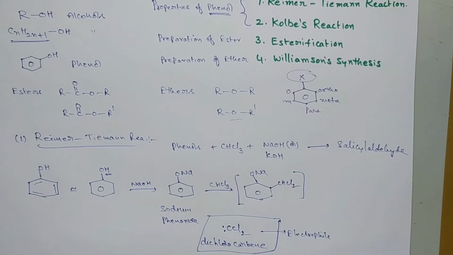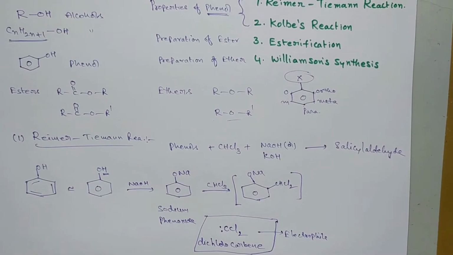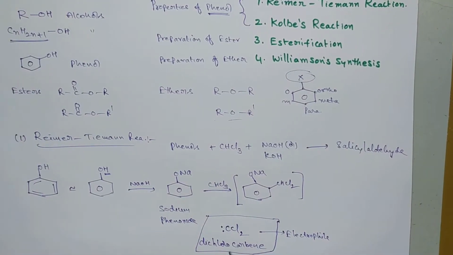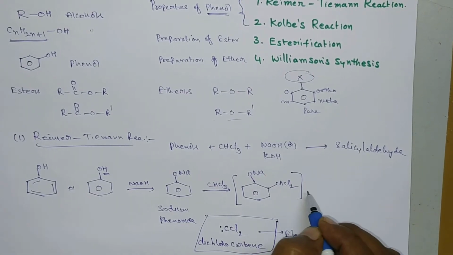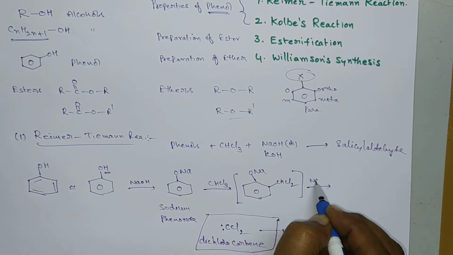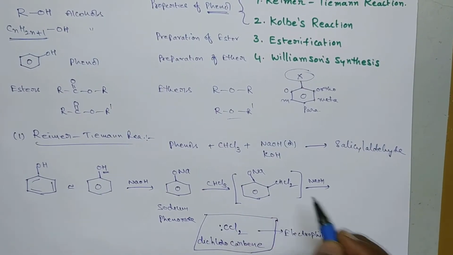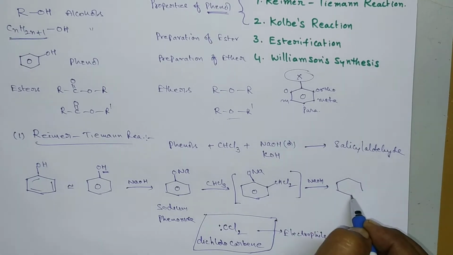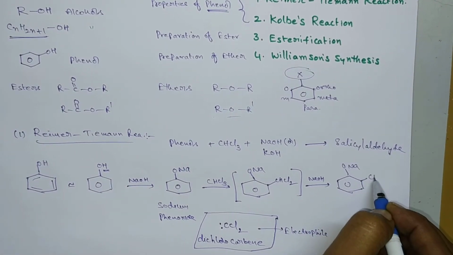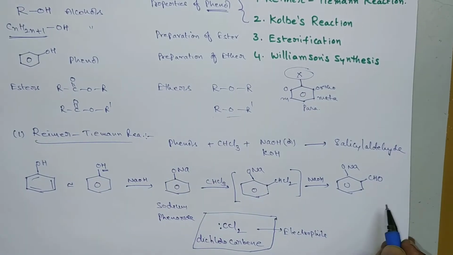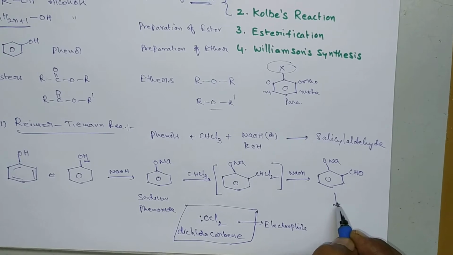Sometimes they ask like this, which of the following intermediates is formed during Reimer-Tiemann reaction? So dichlorocarbene is formed during Reimer-Tiemann reaction. So this, upon hydrolysis with NaOH, that is basic solution, KOH or NaOH, you can take any one, then it produces ONa, and here CHO is formed. So a CHO group is introduced at the ortho position.